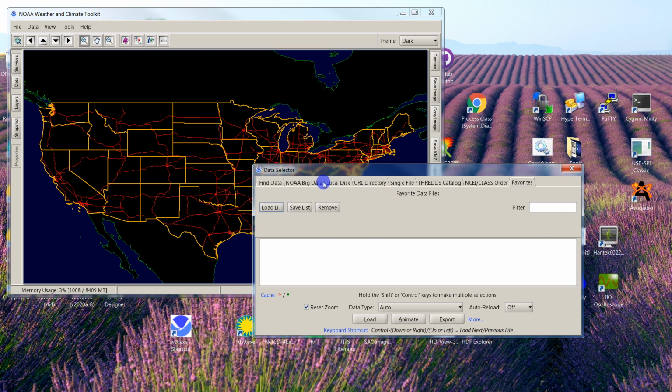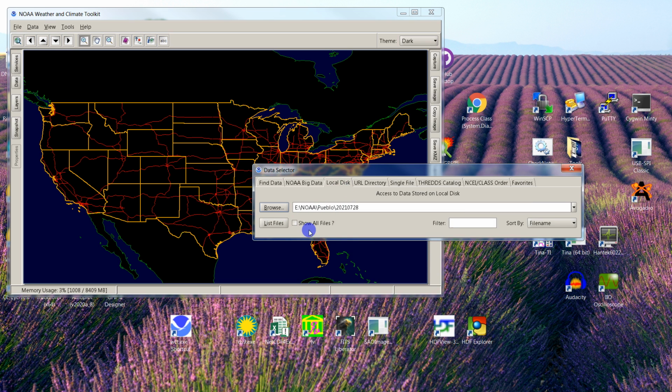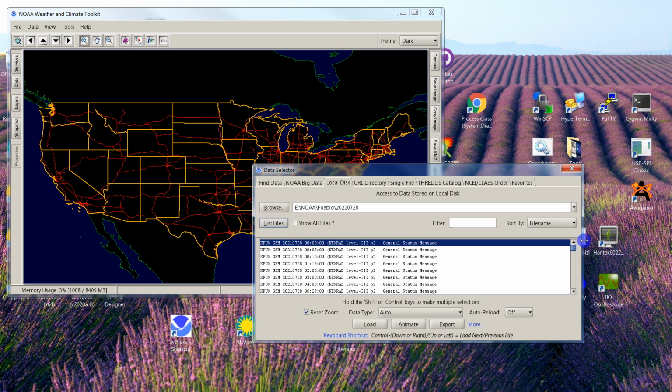I lost it. Where's my local disk? I went to look at the other tabs and it threw away what I was doing. And 17,000 files is not shabby to have to go grab here. So, all right, bring them back.